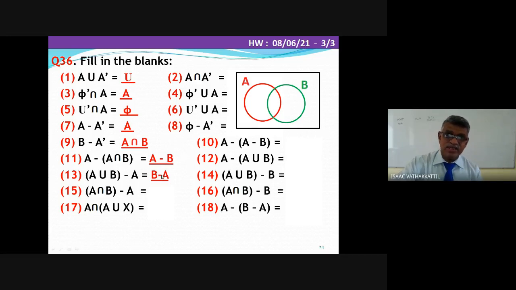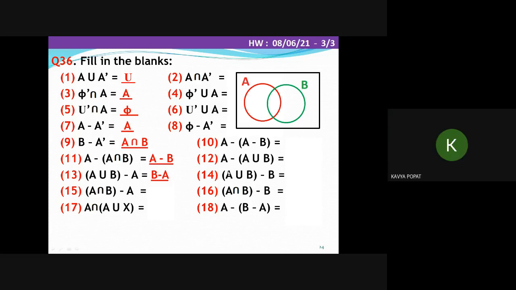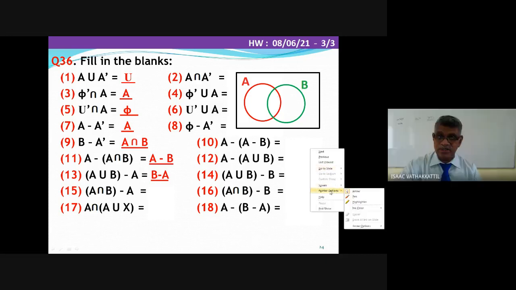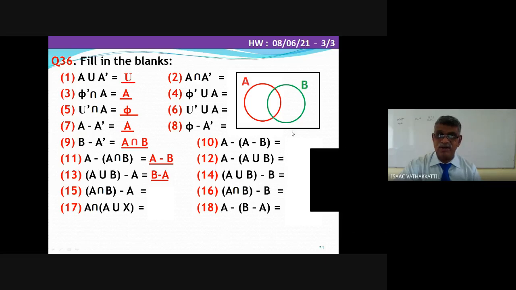Now, from A intersection B, you remove A. Then nothing will be left out. A intersection B, remember, is the common portion. There will be nothing left out. This is the A intersection B portion. From there you remove A. The whole A is removed. Then nothing. It will be the null set.